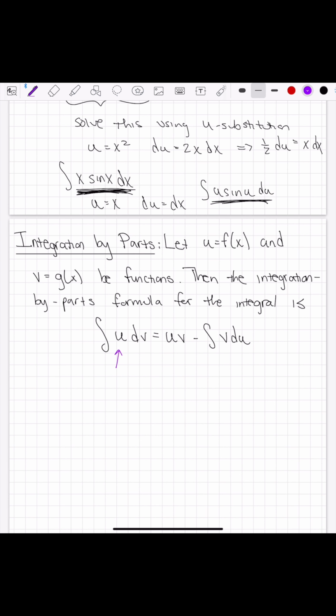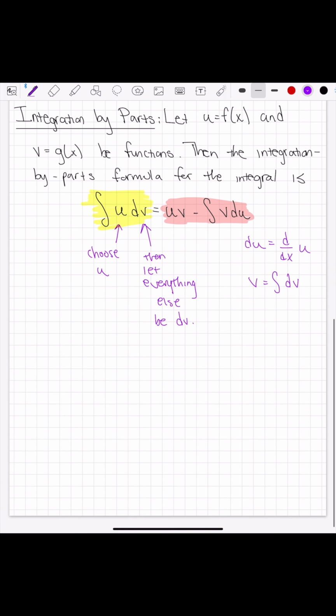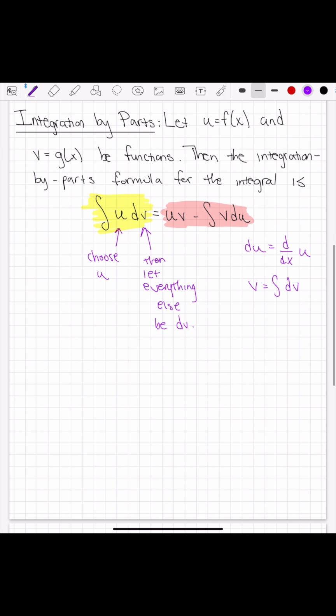So basically we're going to choose a u and then let everything else be dv. And then du is just the derivative of whatever we set u to, and v is the antiderivative of dv. Okay, so basically what we're saying is this is how we're seeing our integrals when we're doing integration by parts. It has to be set up this way, and then we're going to solve it by plugging into this right hand side. So we're going to plug in u, plug in v, and plug in dv, and then solve.